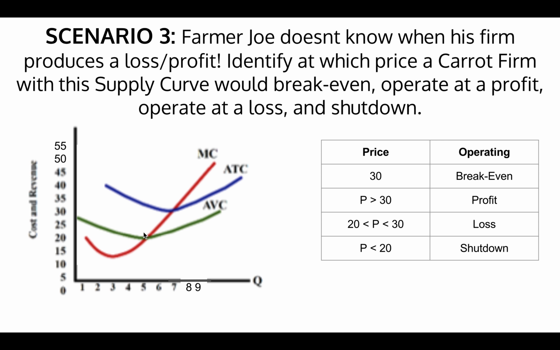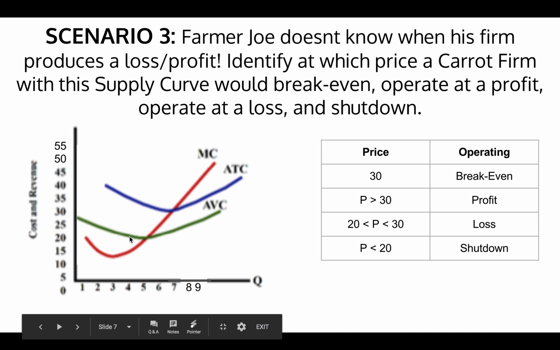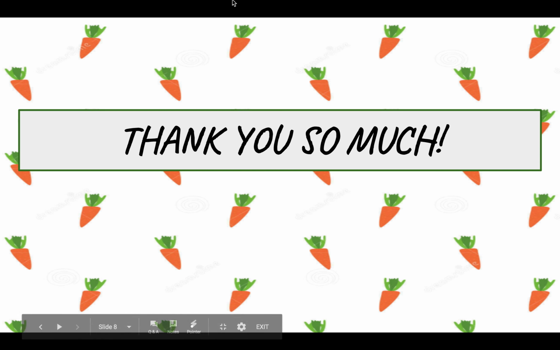Between 20 and 30, there's a loss because the ATC is above that, but it's still above the minimum point of the AVC, which is our shutdown point. So at a price lower than $20, we'd have to shut down because we wouldn't be covering our variable costs.